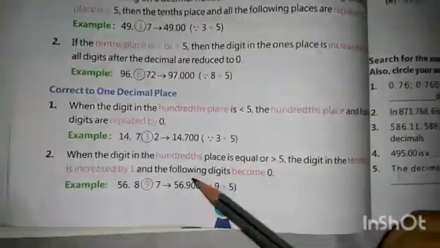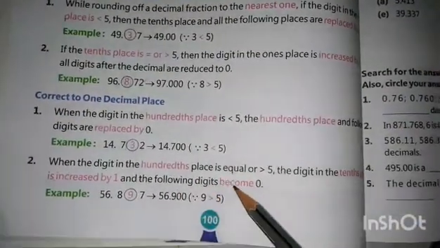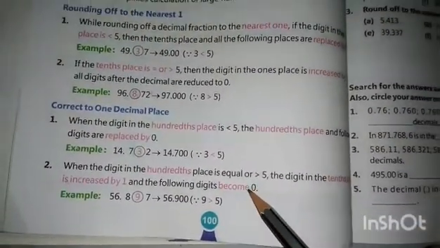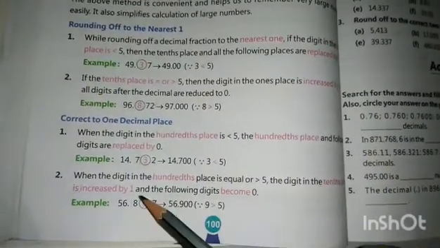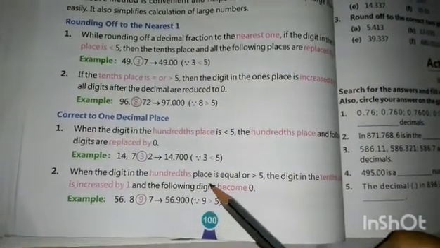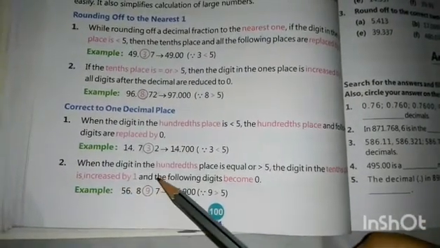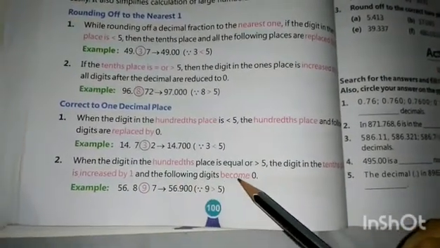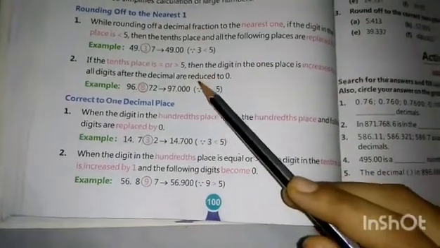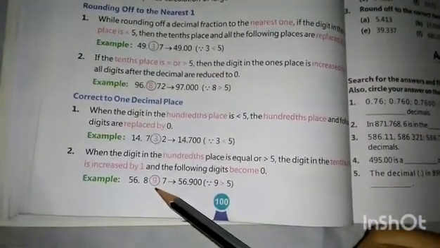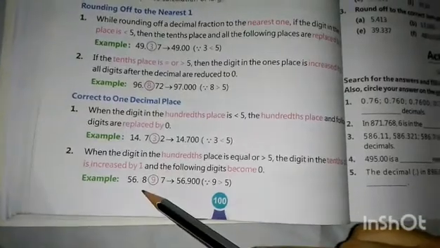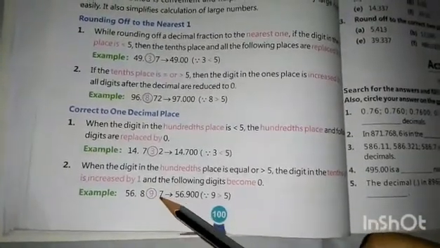Now see, when the digit in the hundredths place is equal to or greater than 5, the digit in the tenths place is increased by 1 and the following digits become 0. As we did here, it will happen the same way. 9 is greater than 5, so 8 is increased by 1 and the remaining part is replaced by 0.